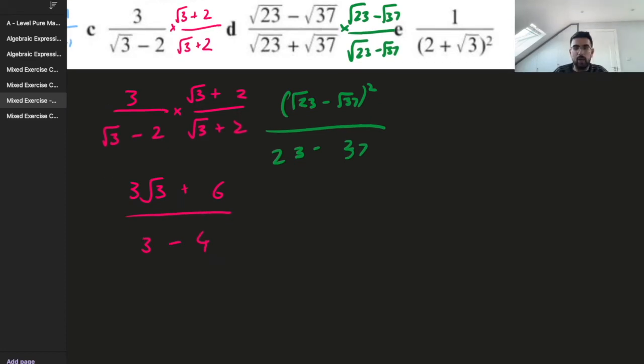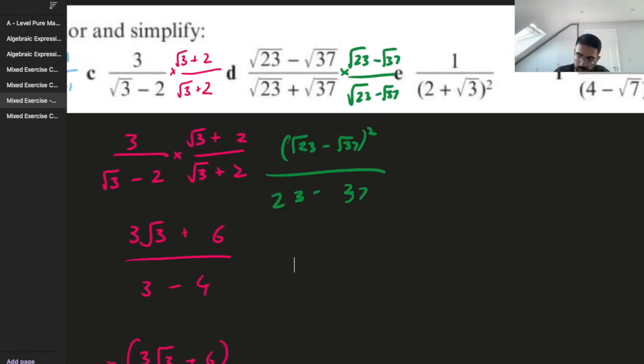Unfortunately, I'm getting way too ahead of myself, and we should probably simplify this previous question. So I'm just going to write it as minus 3 root 3 plus 6, because 3 minus 4 is minus 1. So we just need to negate this whole expression. Okay, let's continue with what we were doing.